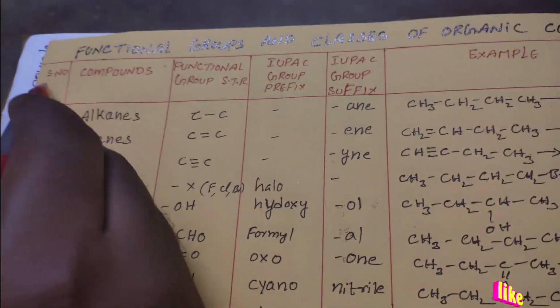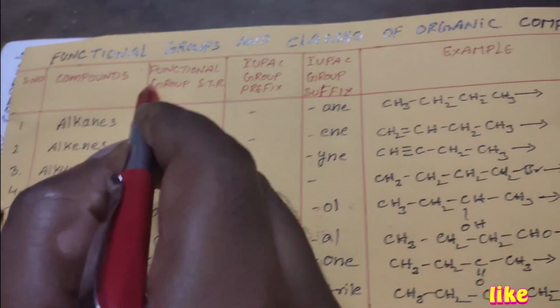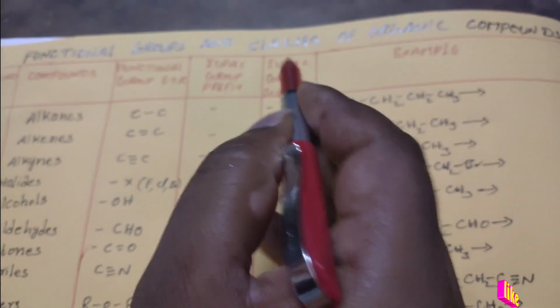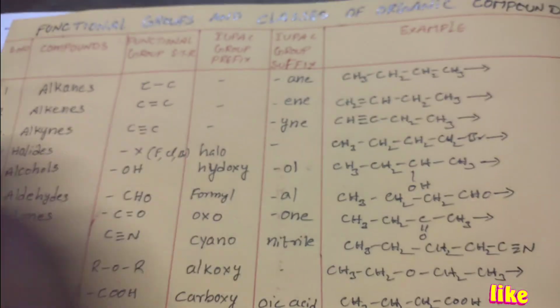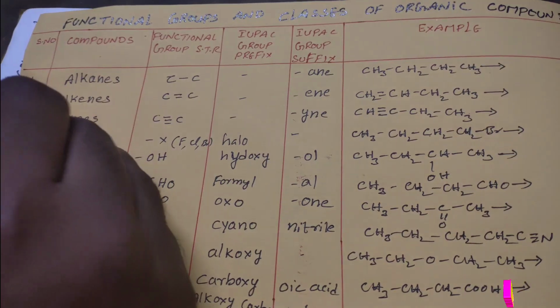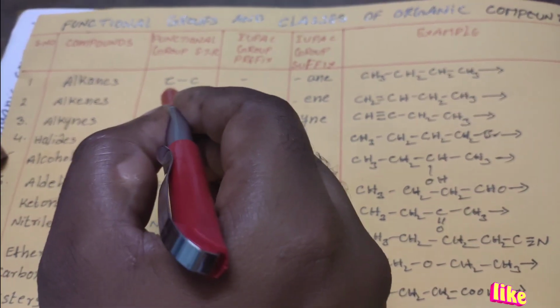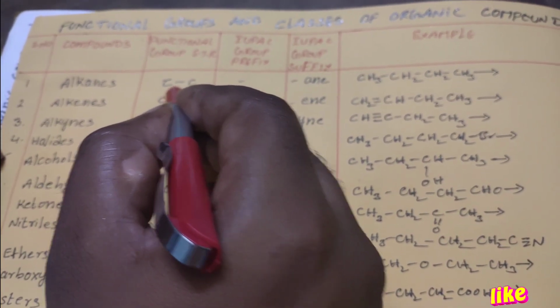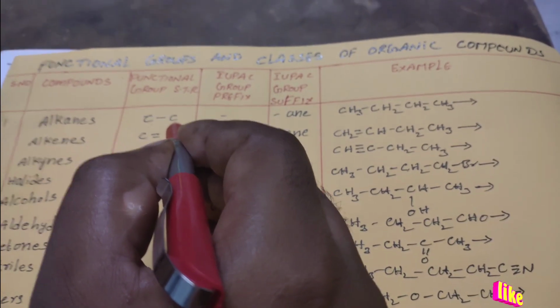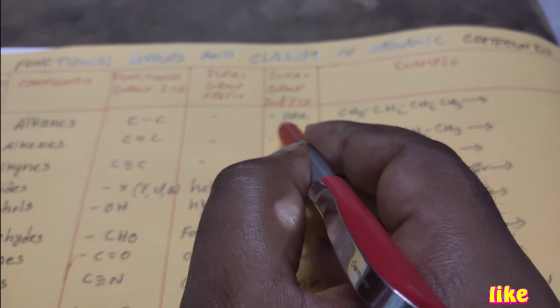alkane. So serial number, compound, and functional group structure, and IUPAC in case it is the prefix, and IUPAC it is the suffix, and example. Here I am taking the alkane, meaning we already know that between the carbon and carbon there may be a single bond, that is called the alkane. So in that case the suffix I am writing as ane, and for the name of the compound, here I am taking one example.